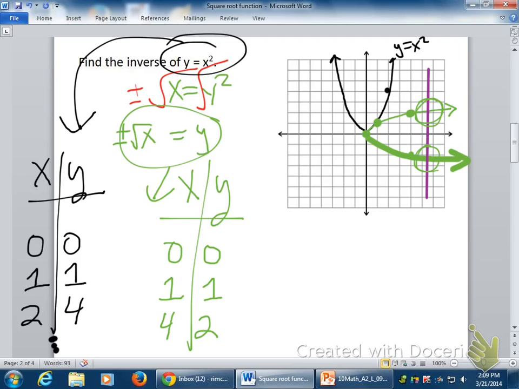So with that being said, even though the green function is the inverse of the black function, in other words, plus or minus square root x is the inverse of y equals x squared, what we're going to do is only focus on the function part of it. We're going to forget about the negative part, and only focus on this part right here, the positive part, and that's where we're going next.